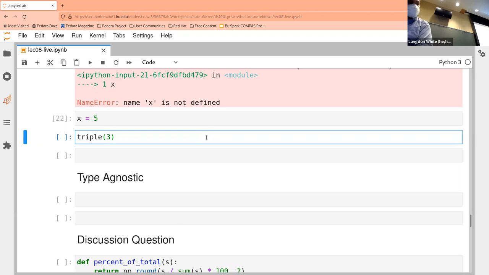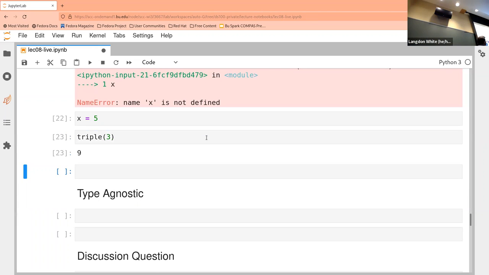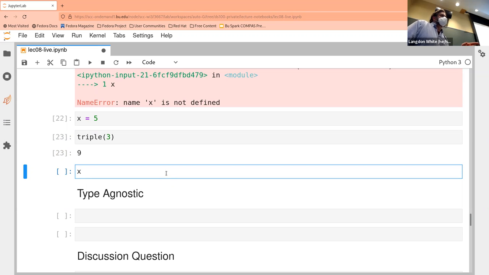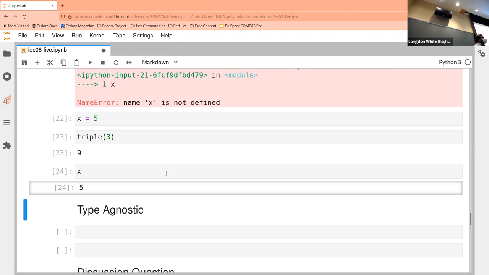The other thing to point out: if I do triple 3, now I passed the 3 in as x. So what happens if I print x? How about somebody over there? What number am I going to get if I print out x? Anybody in that corner? 5, right. Why isn't it 3? Because I assigned the 3 inside the function to x. Why is this x still 5? Anybody know? Right, because it's two different scopes, it's two different things.